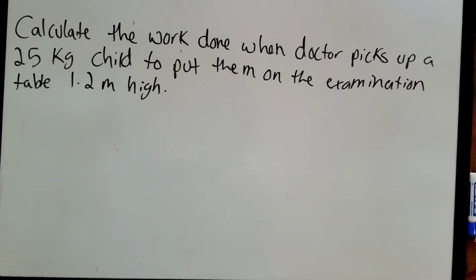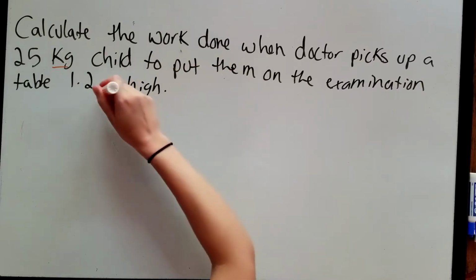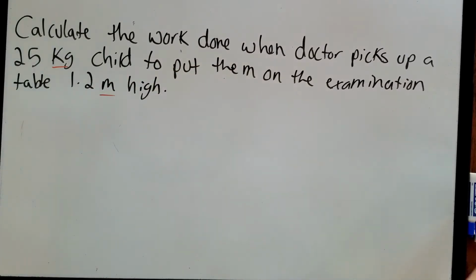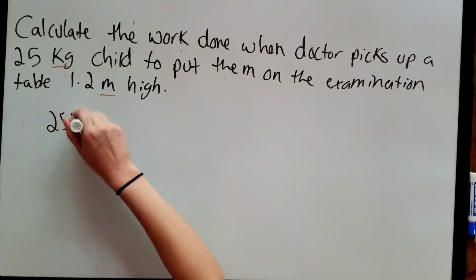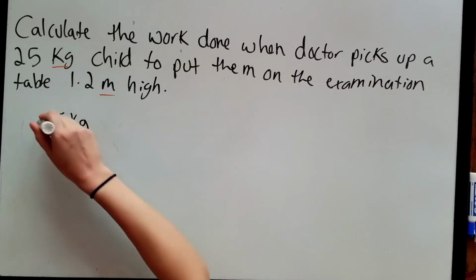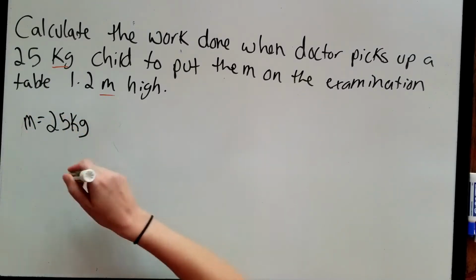So this time we're calculating work again, but this time it's when a doctor is picking up a child to put them on the examination table. Okay, so let's start, same approach as all our other physics problems, and look at the units we have. Kilograms, meters, do we need to convert either of those? We do not, so I'm going to write my knowns and unknowns. I'm going to start with my 25 kilograms, and that is a mass, so I'm going to put M in front of it. What about this 1.2 meters?